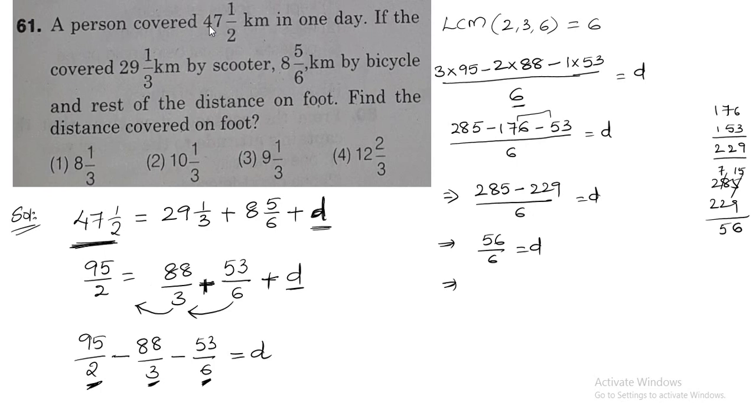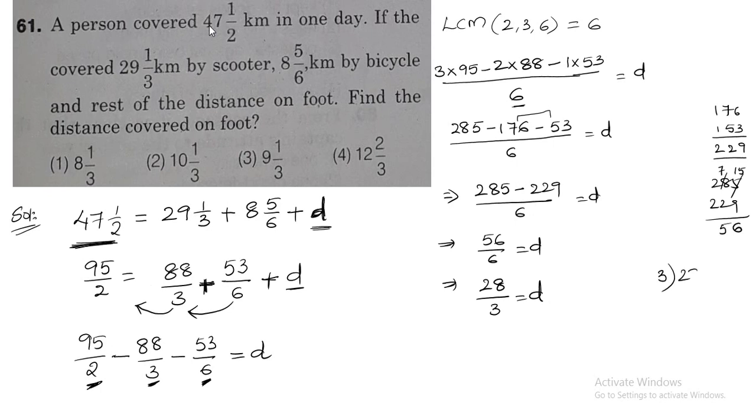Since both the numbers are even numbers, we can cancel 2 table, right? So this becomes 28 divided by 3, which is equal to D. So D is equal to 28 by 3. Now since options are all given in mixed fractions, we need to convert this into mixed fractions.